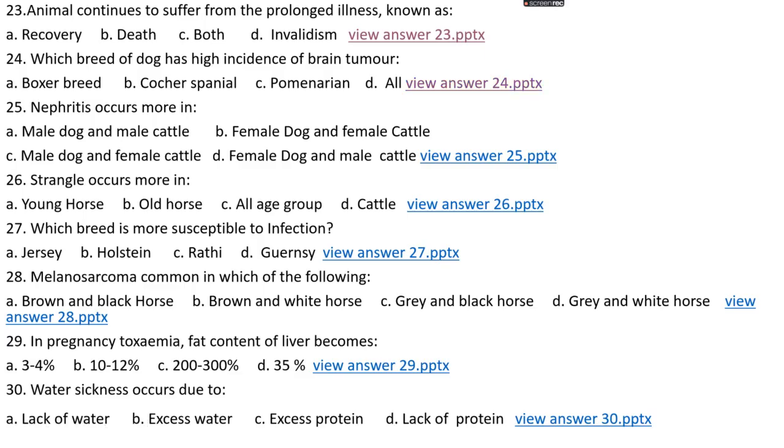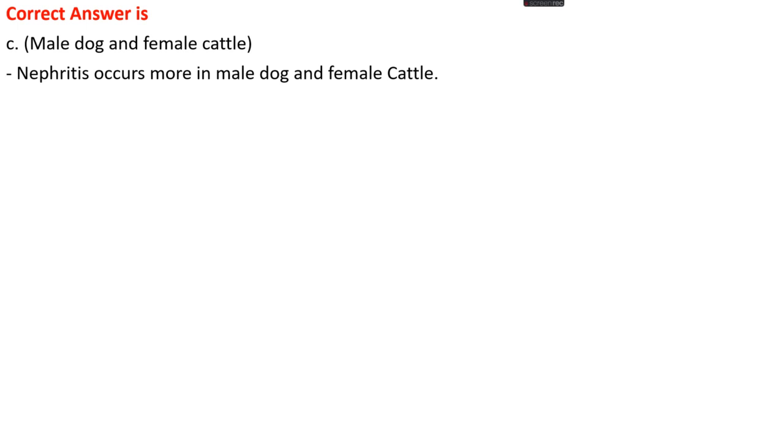Okay. Question number 25. Nephritis occurs more in option A, male dog and male cattle. Option B, female dog and female cattle. Option C, male dog and female cattle. Option D, female dog and male cattle. The right answer is option C, that is male dog and female cattle. Nephritis, that is inflammation of kidney, occurs more in male dog and female cattle.